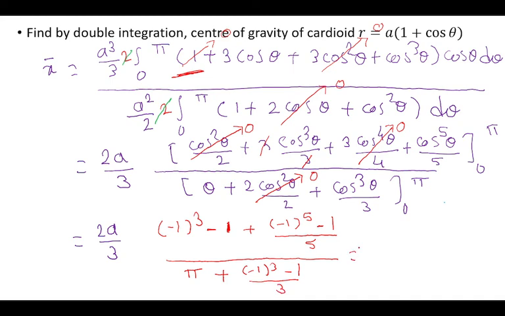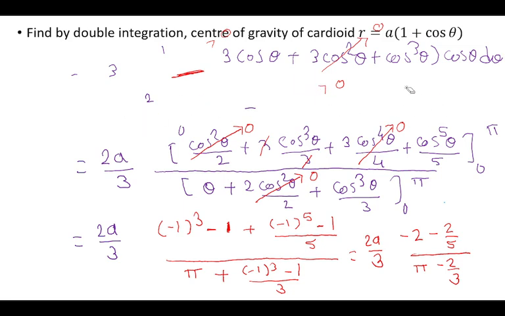So let me simplify everything. So this is 2a by 3 as it is. 2a by 3 as it is. Minus 1 cube is minus 1. Minus minus minus 2, this is minus 2. This is minus 2 by 5, minus 2 by 5 divided by pi minus 2 by 3. So this only we have to simplify, and that becomes our answer then. So too much calculation we have done here. So you can see how the examples are lengthy here.